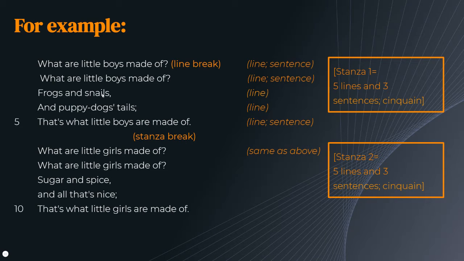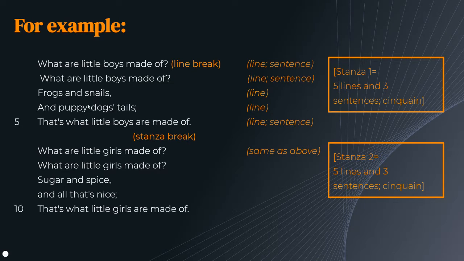But frogs and snails is not a complete sentence, but our poet decides to give it its own line. And puppy dog's tails, again, it's a line, but not a complete sentence. That's what little boys are made of. This is a line and a sentence. So we have sentence, sentence, fragment, fragment, sentence. Okay, something when we're analyzing we need to look at. But it is 5 lines, which means it is a cinquain. Okay, but it's 3 complete sentences. Well, yeah, 3 sentences. 1, 2, 3, and then these 2 fragments.